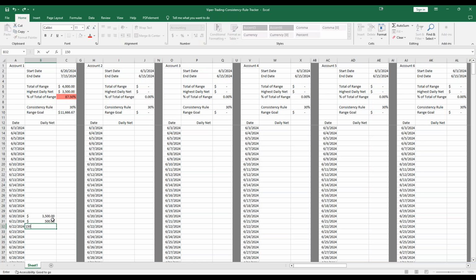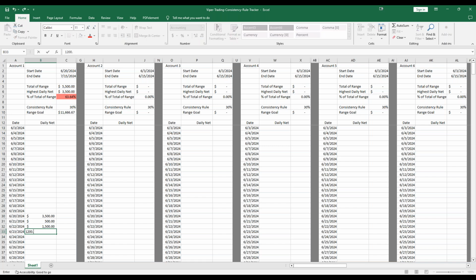So let's go 1,500 on that day. See how that keeps dropping? Now, what you're going to do is log for each and every account that you have with Apex, or any other firm. Top Step Trader has a consistency rule too. Theirs is 50%, but they still have a rule. They also require you to trade 10 days. So you're going to want to just keep up with this.